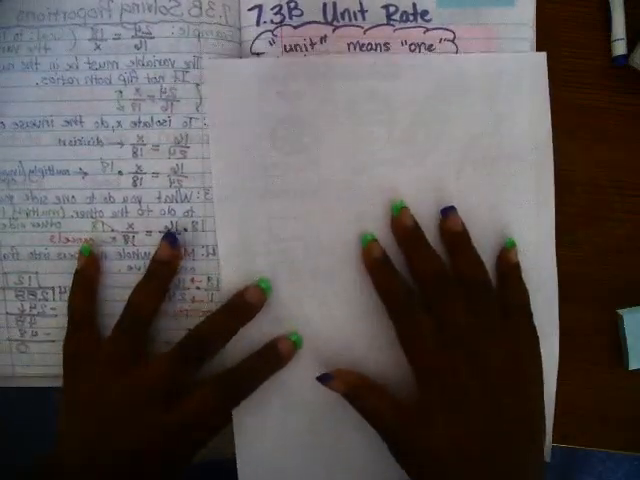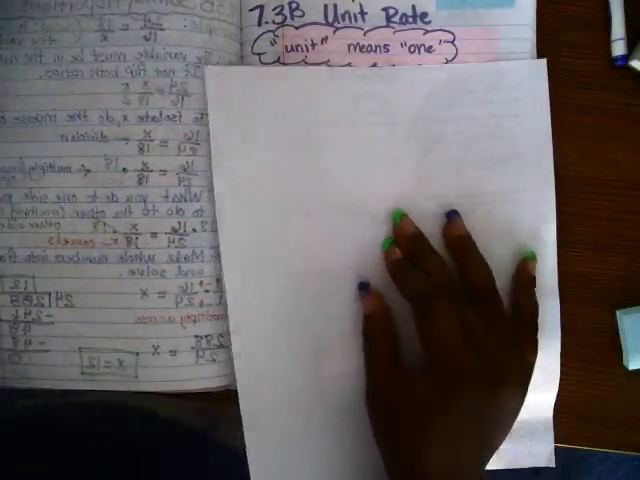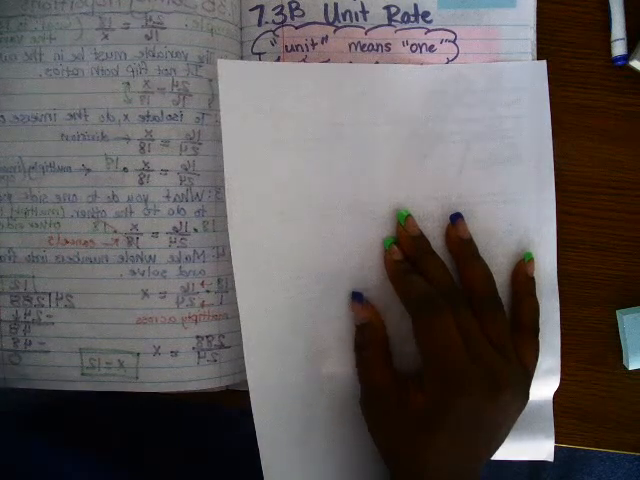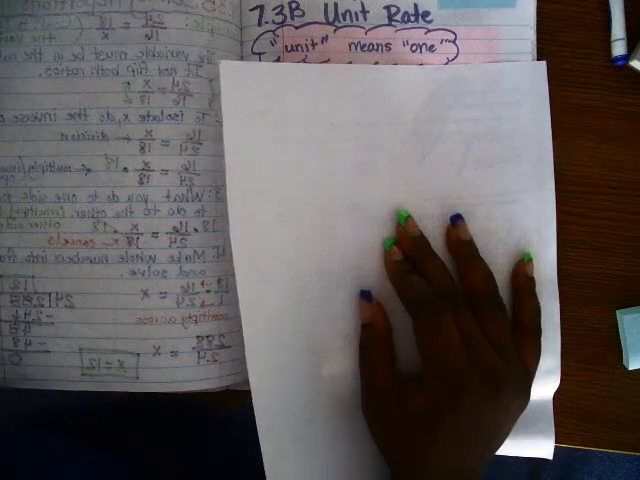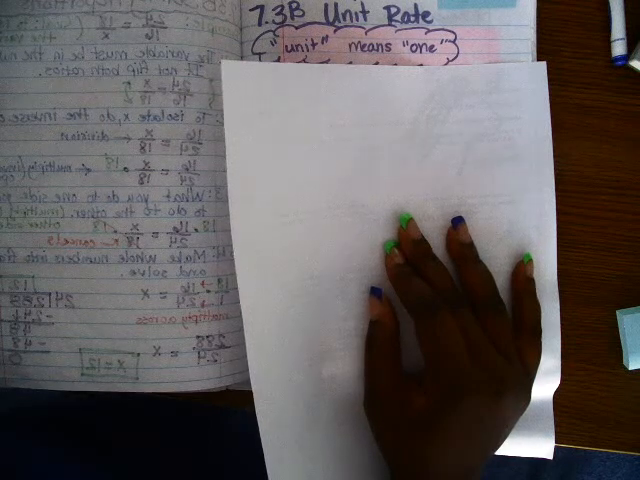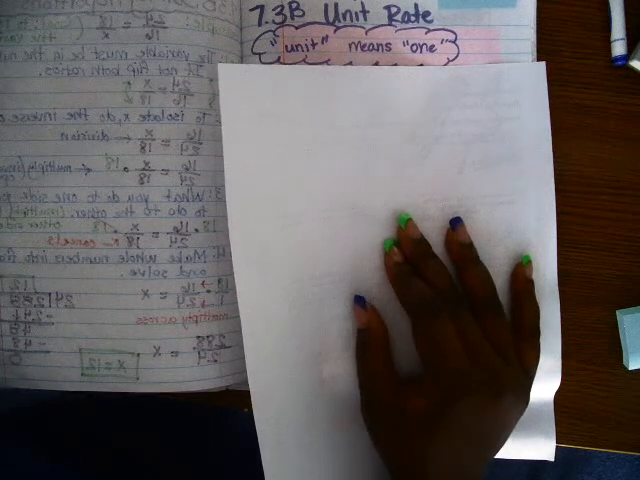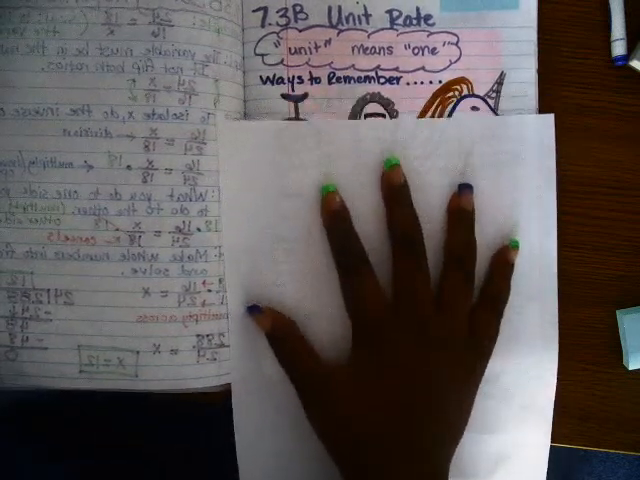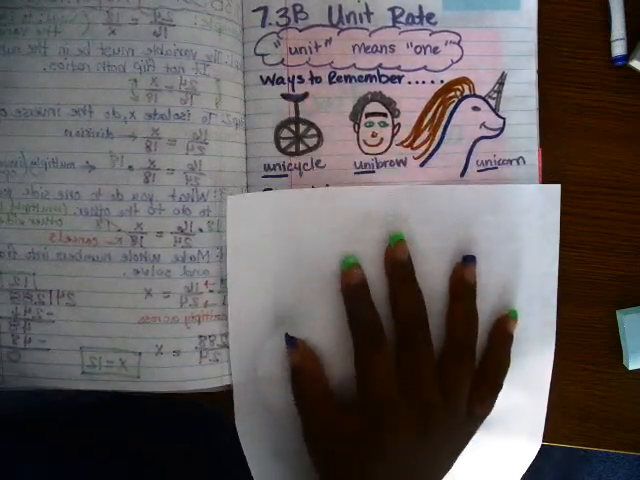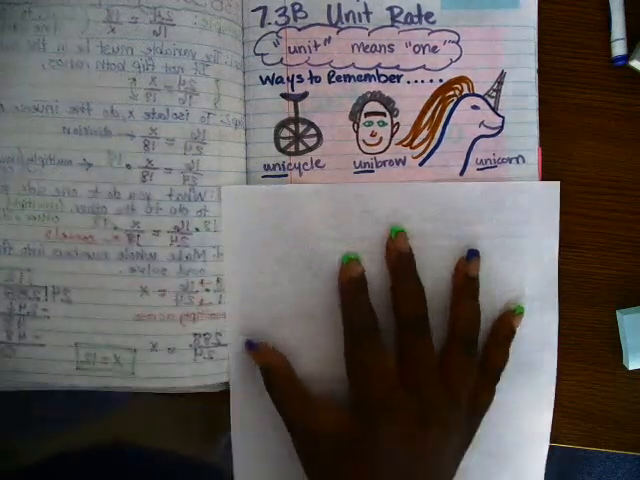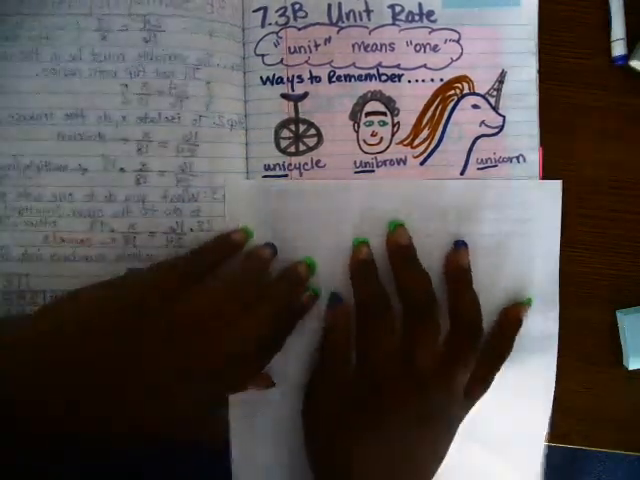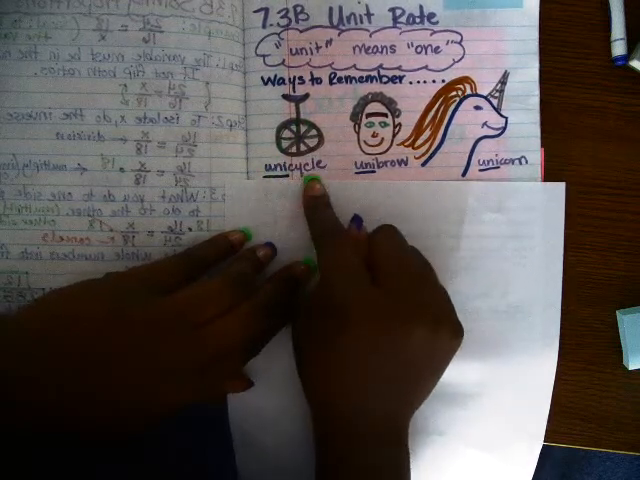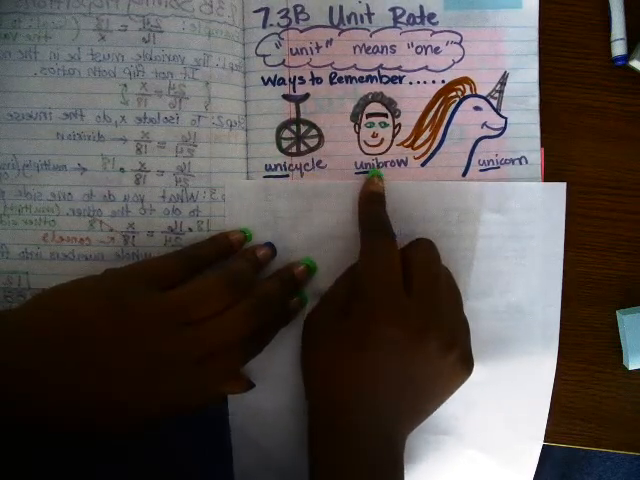All right, so first of all, we need to know what unit means. Well, unit means one. Unit means one. So I have some pictures here, don't laugh at my pictures, and they are to help you remember what exactly unit rate means. Well, my first picture, ways to remember, is a unicycle. And if you notice unicycle, uni has one in it because it means one wheel. Unicycle, one wheel, one cycle.